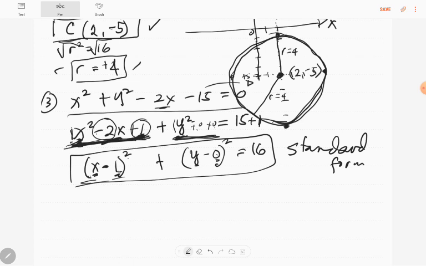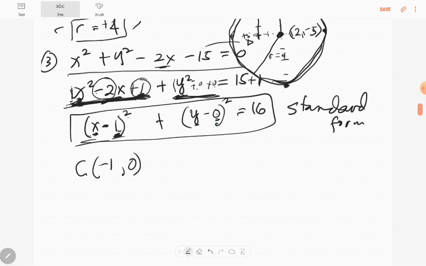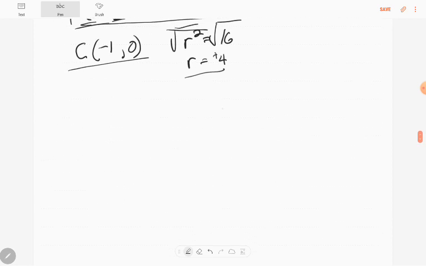From the standard form, you could always identify the center, which is negative 1 and 0. 0 doesn't have any sign, right? Okay, our r squared is equal to 16, and we're looking for the value of r. Get the square roots on both sides so that r is equal to the square root of 16, which is 4. Again, we'll only take the positive root. The center is at negative 1, 0. The radius is 4. Ready for the graph?